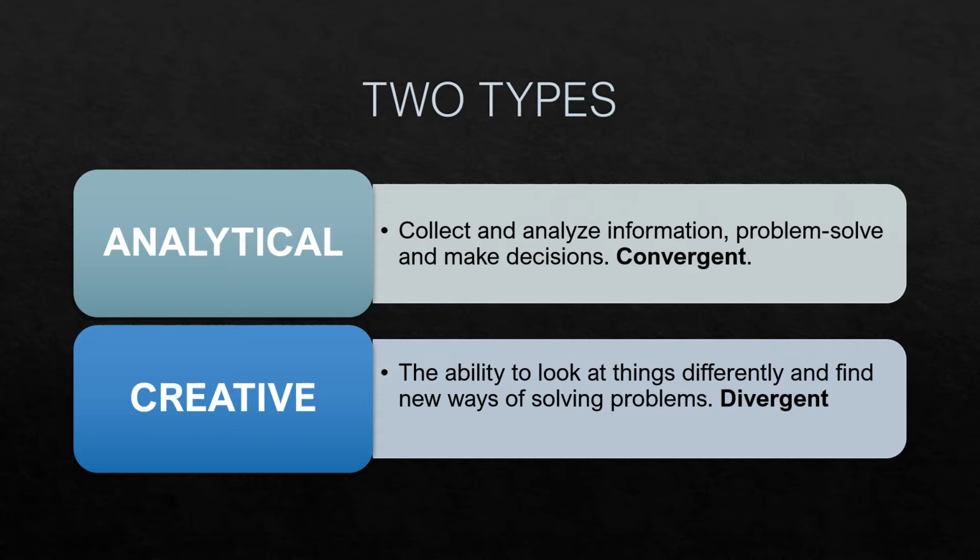So the first type of skills is the analytical thinking skills. These are the ones that I call the normal ones, the ones that our students develop on a daily basis following typical assessment procedures. Those analytical skills are the ones that we use when we collect and analyze information, when we solve problems and make straight decisions.